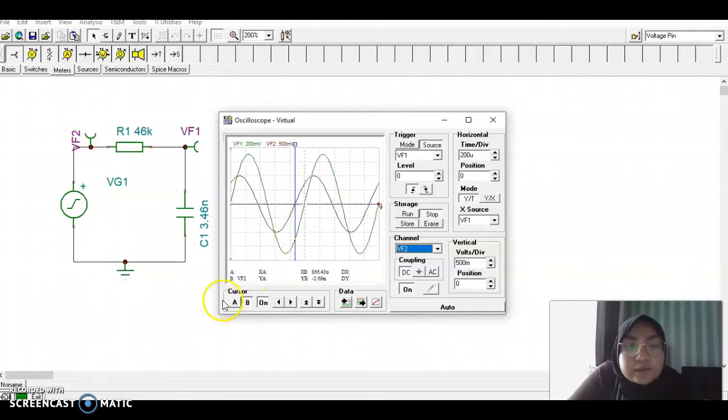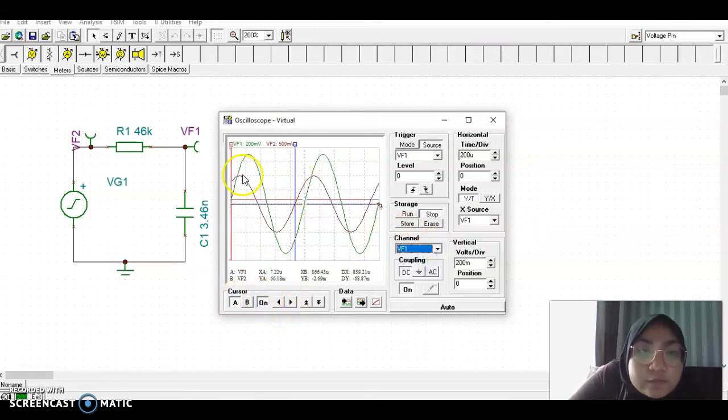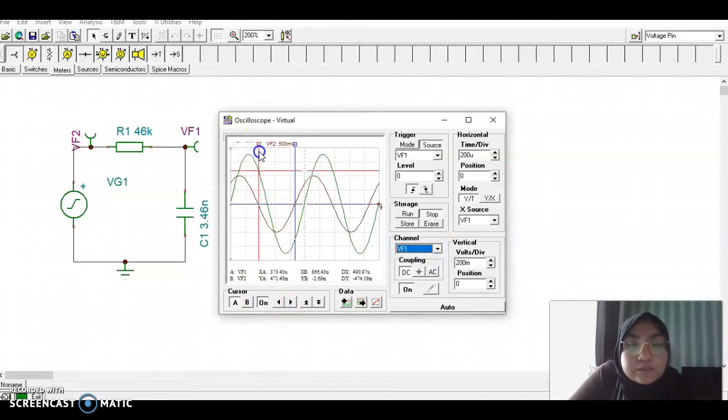Alright, nice. Okay. For A cursor to find the... okay, so yeah.